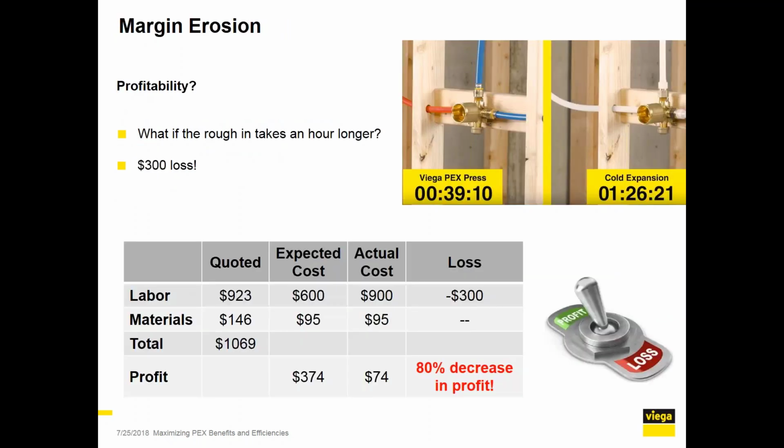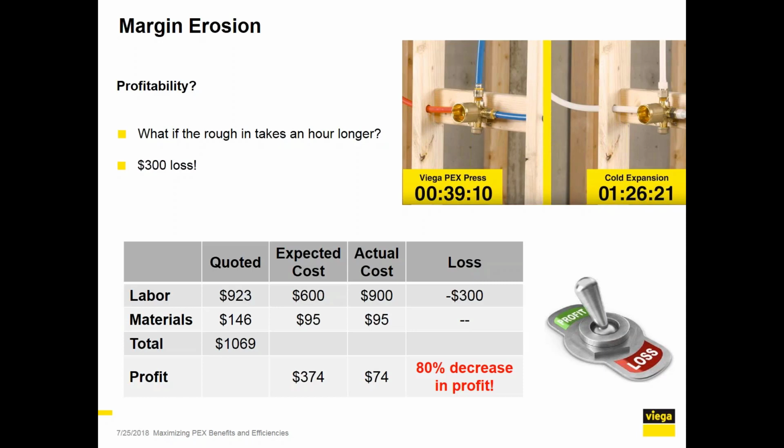You would lose $300. That was your break-even. So that extra hour, you're losing an extra $300 because it wasn't in your quote. So that drops your profit from $374 to $74 on the whole job. It's an 80% decrease in profit, which is pretty significant. So what are some ways to be aware of this? How can you be careful about really guarding your profit?